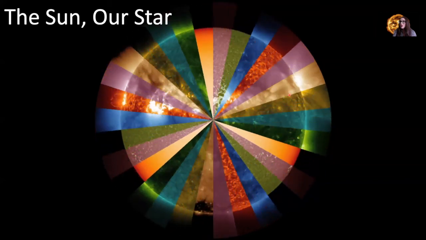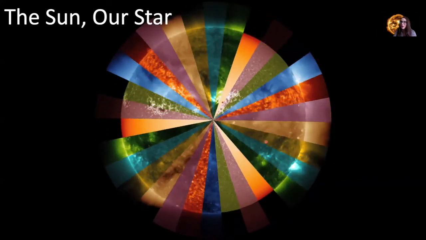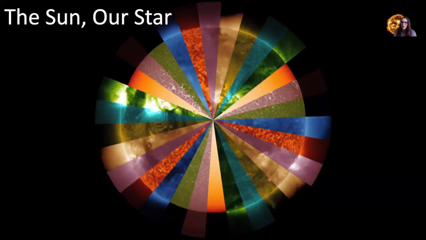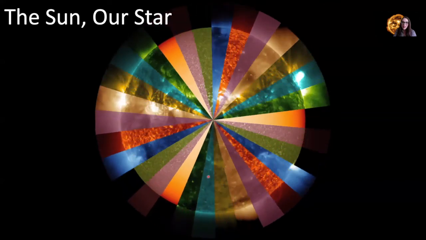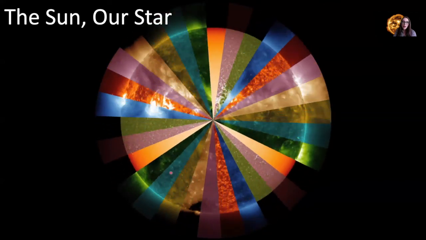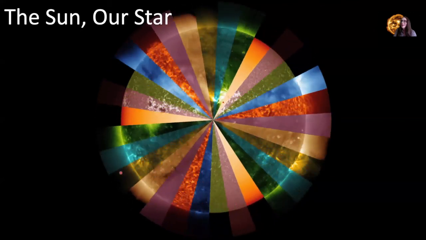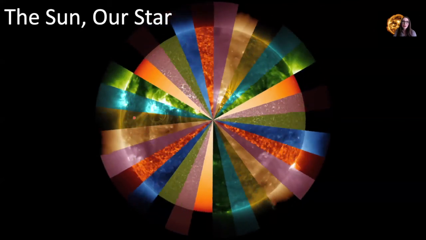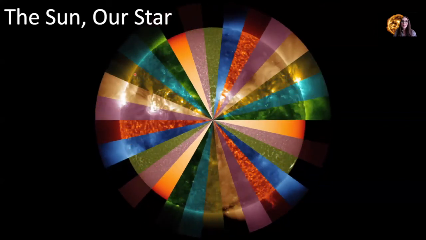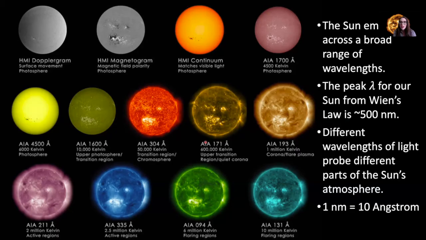This is what the sun looks like actually in X-ray or extreme ultraviolet wavelengths of light. And so whenever we're making these images, we just put a color on them to make them look a little bit more interesting rather than showing them to you in black and white. So that yellow wedge that I was highlighting earlier corresponds with this image right here. It's what the sun looks like in a wavelength of light that we call 171 angstroms.